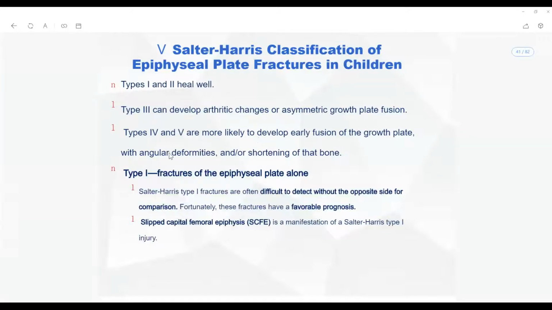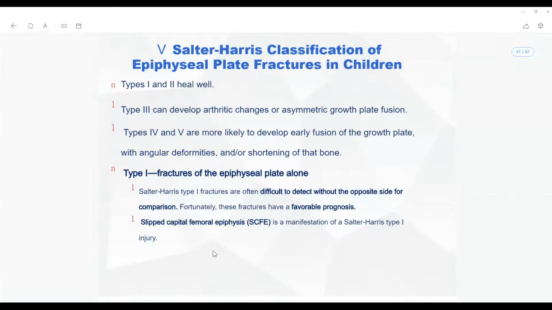In type 4, generally there will be angular deformities, and in type 5, there will generally be shortening of that bone, right? So we can see that Salter-Harris fractures are classified on the basis of the epiphyseal plate or the growth plate. Type 1 fractures are generally difficult to detect without the opposite side. You need the contralateral side for comparison of symmetry. However, they have the best prognosis.